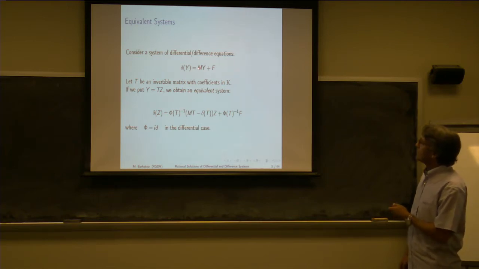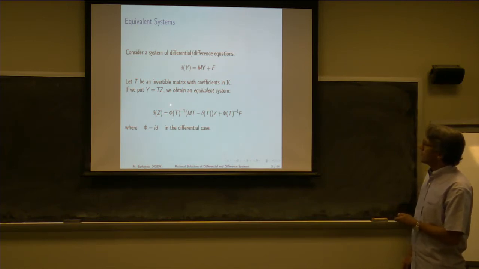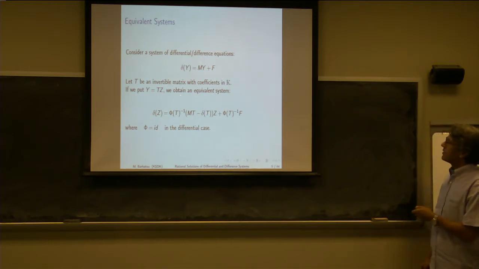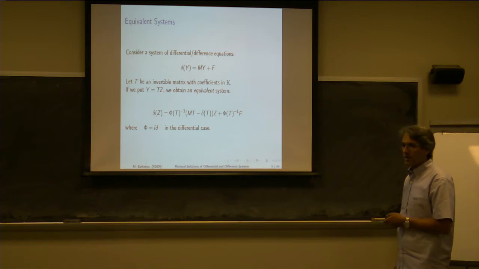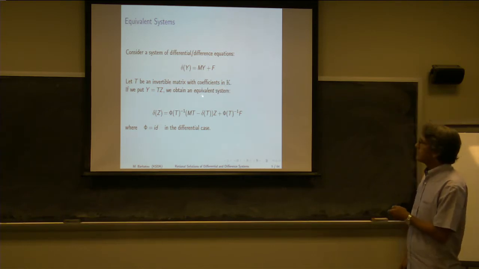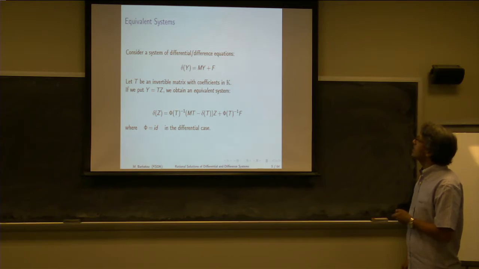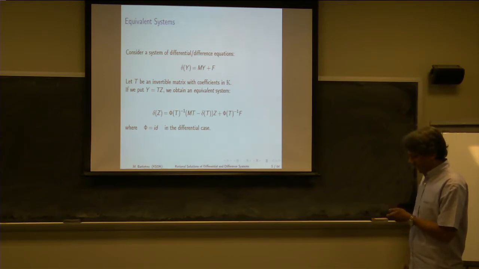So the matrix M is replaced by this new matrix, with the convention that in the differential case, the phi is the identity. These two systems are called equivalent. This transformation works for all three cases. In this setting, it works for all these three classes and more general systems.